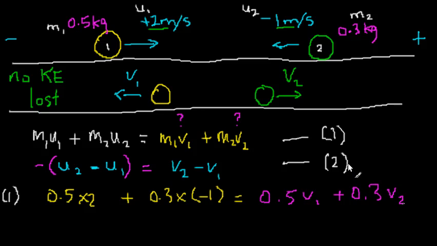And for equation 2, I have minus of U2 minus U1, so that's minus 1 minus plus 2. So minus 1 minus plus 2 is the same as just 2. And V2 minus V1 on the right side. So we have these equations, 2 equations and 2 unknowns and some numbers. So in principle, we should be able to find the answer.